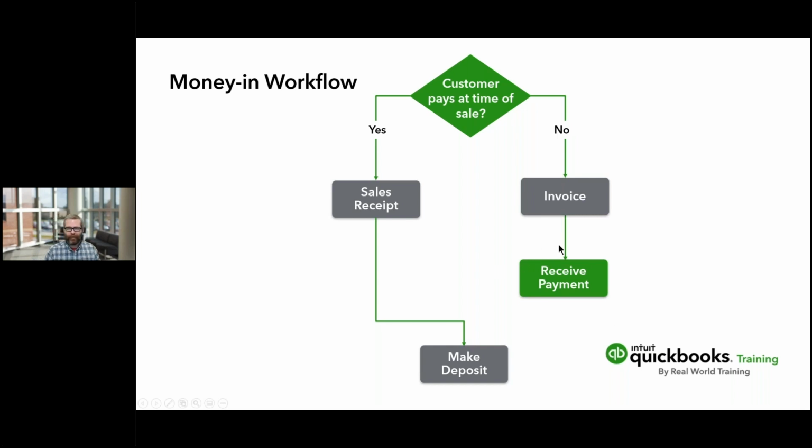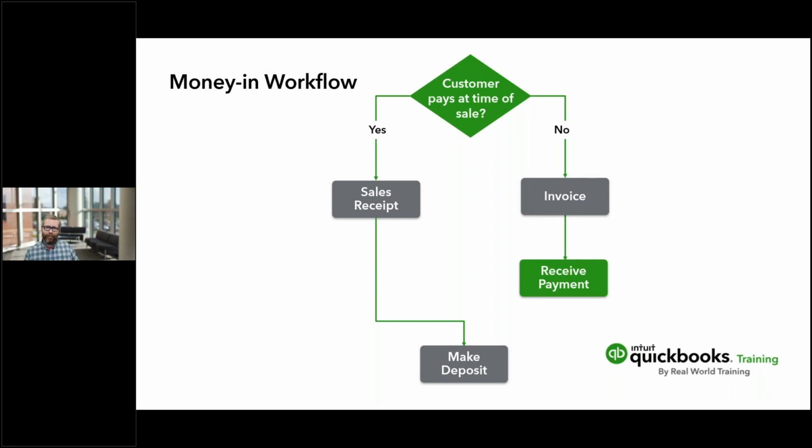Now that payment transaction allows us to, one, choose the customer's name, but also if the customer has multiple invoices, we can choose which invoices the payment applies to, or multiple invoices that payment applies to. Once we receive that payment, if it goes directly into a bank account, we're done. We don't have to do anything else.